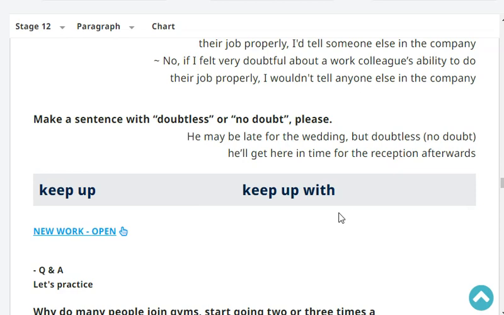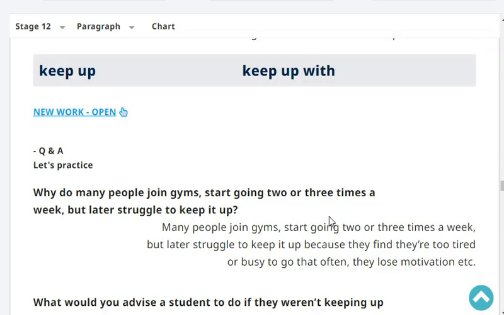We could make a sentence with the word doubtless or no doubt. Make a sentence with the word doubtless or no doubt, please. He may be late for the wedding, but no doubt he'll get here in time for the reception afterwards. Very good.